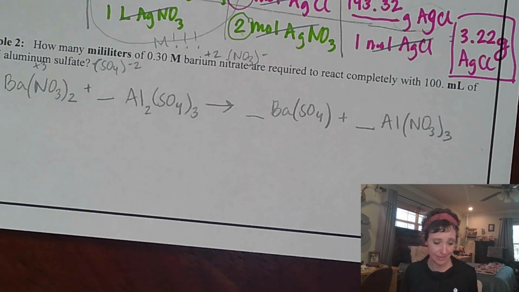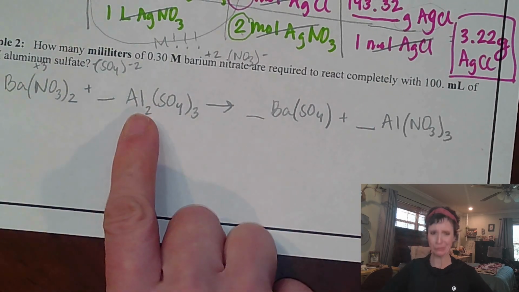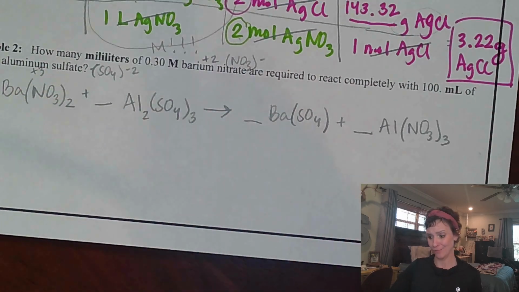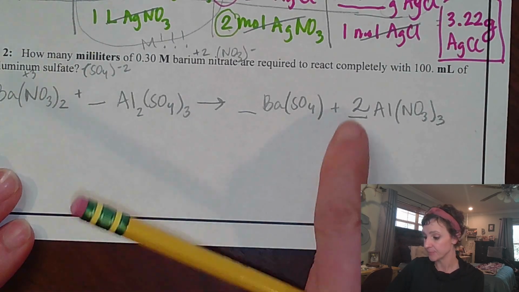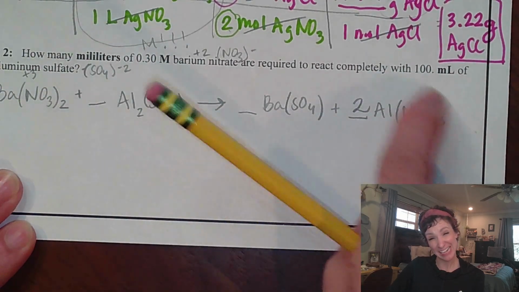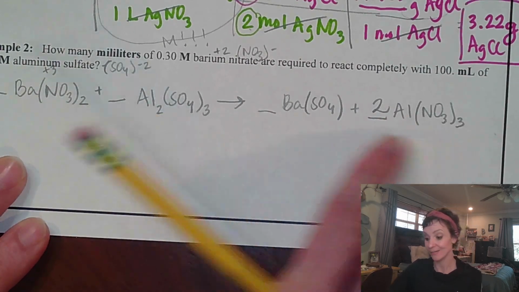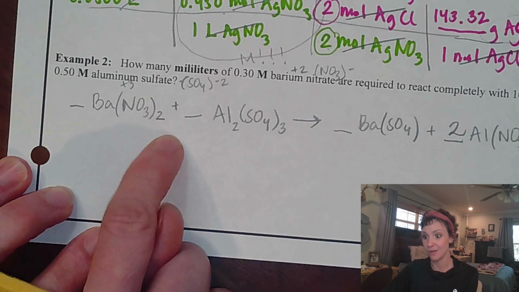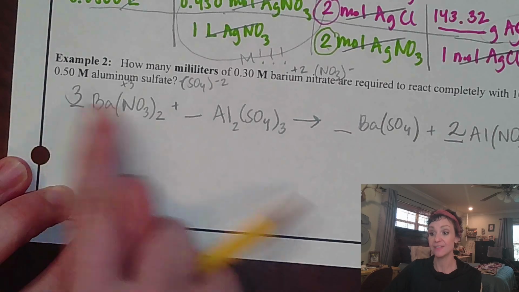Okay, balancing, we know we need to balance this at the end. What do we got going on here? I have 2 aluminums over here, and I only have 1 over here. So how about we start off by putting a 2 in front of aluminum nitrate on the product side. Then I've got 2 times 3 nitrates over here, that's 6. So how can I get 6 nitrates over here? What times 2 can I multiply that nitrate by? 3. So that gives me 6 nitrates.